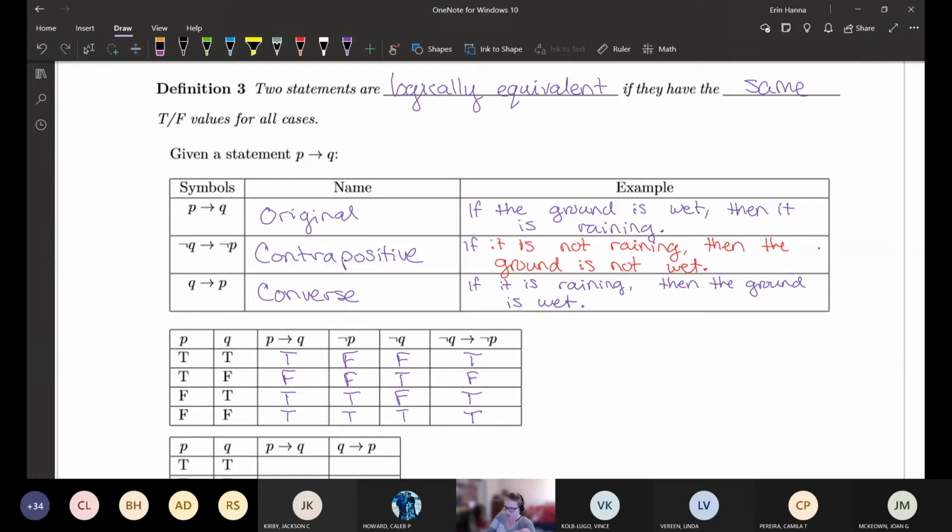So now the point is, look at the original implication truth column, and then look at the contrapositive. They're the exact same ones in each one. It's true, false, true, true. So it turns out that the contrapositive is logically equivalent to the original.